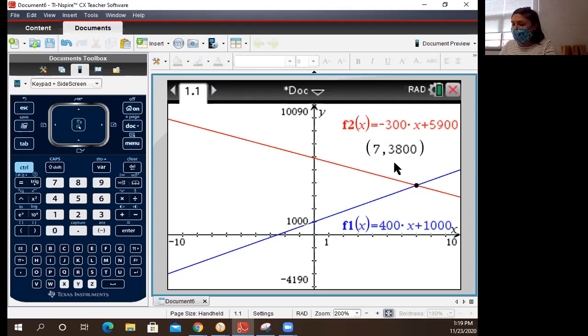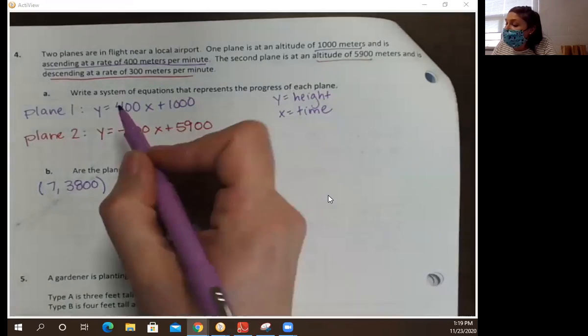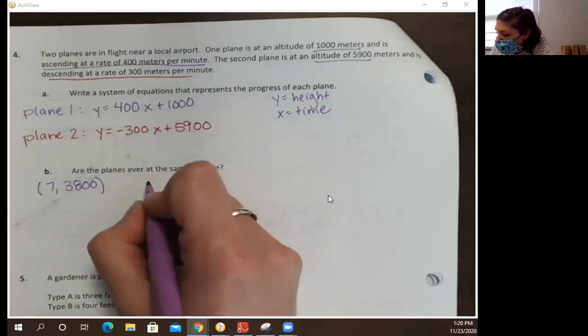So that intersection point is 7, 3800. I'm going to jot that down on my paper. And then I'm going to put my calculator away. And let's talk about what this means. So 7, 3800. Are these planes ever at the same altitude? Well, yes. We knew it was going to be yes because our slopes for our lines are different. So they are at the same altitude.